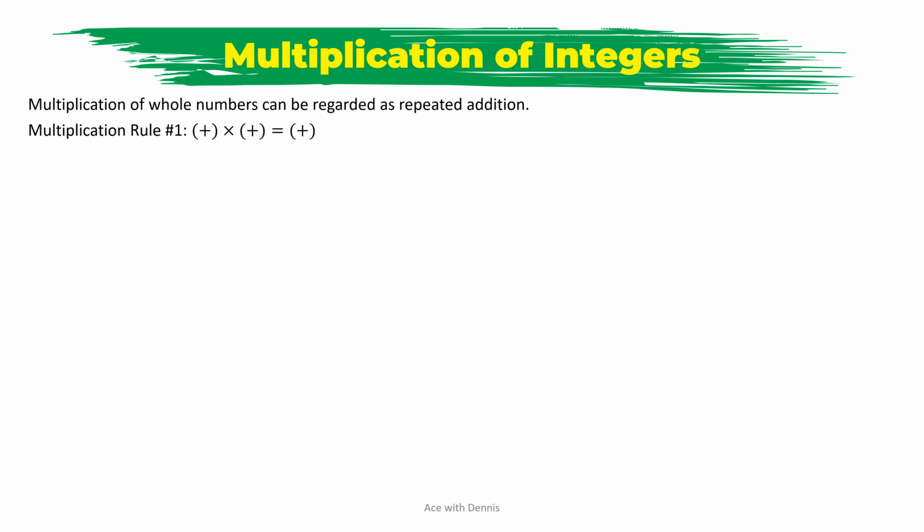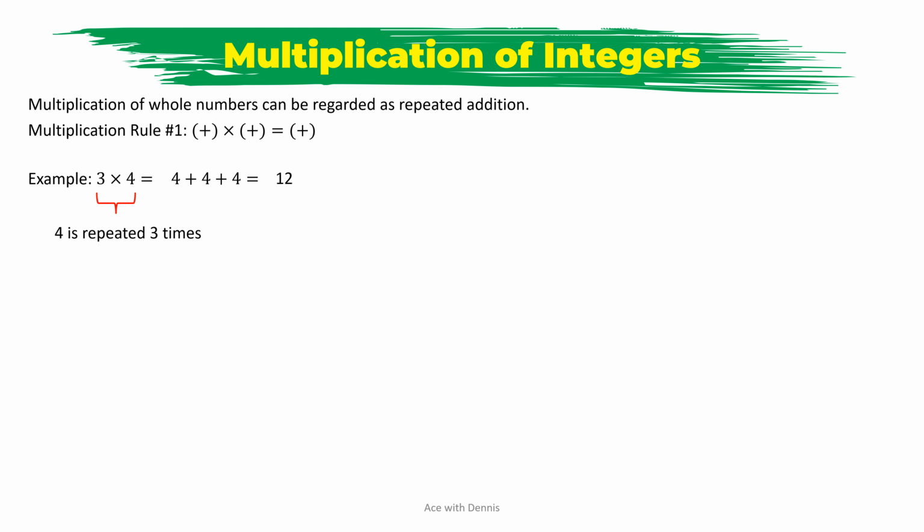Multiplication rule number 1. A positive number multiplied by a positive number will result in a positive number. For example, 3 multiplied by 4 equals 4 plus 4 plus 4, and the result is 12. The 3 multiplied by 4 here means that 4 is repeated 3 times.